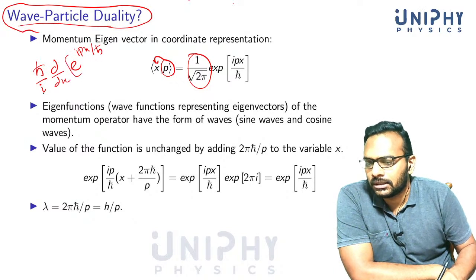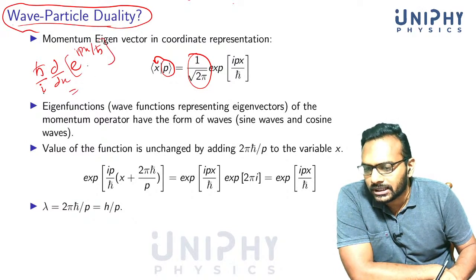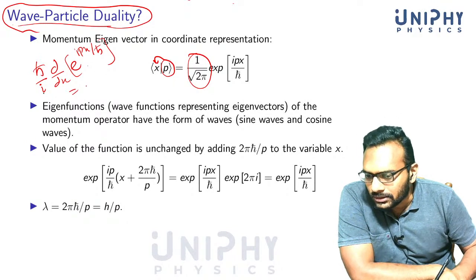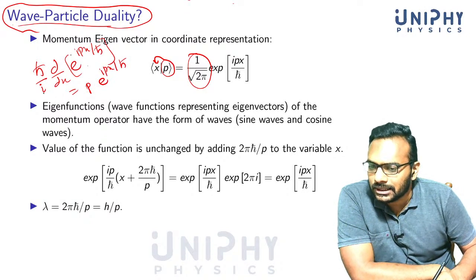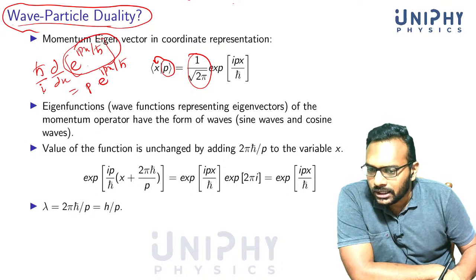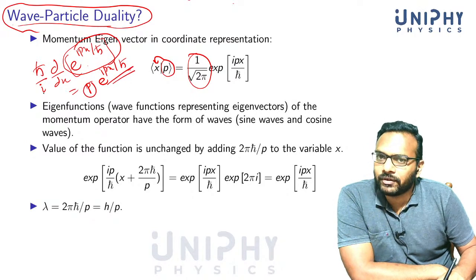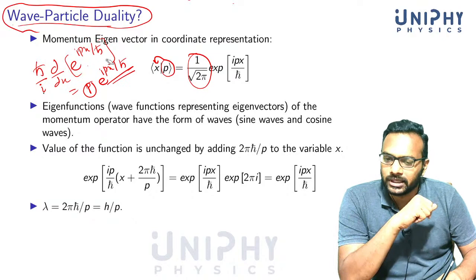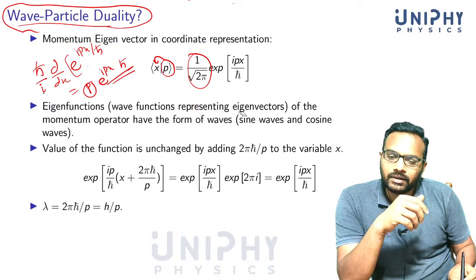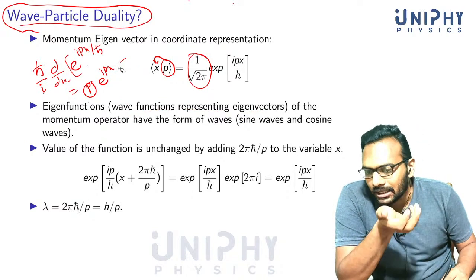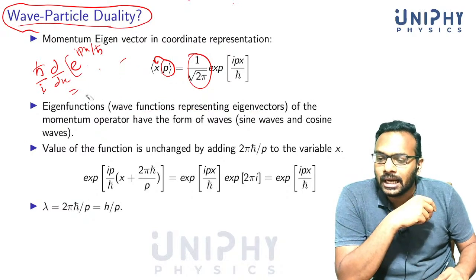So you see that the momentum operator acting on this state, it's d by dx, so this p will come out. h cross and h cross, i and i will cancel, this is equal to p multiplied by e raised to i px by h cross. You see that the momentum operator acting on this function gives you momentum multiplied by the same function. So this is an eigenfunction of the momentum. By eigenfunction we mean wave functions representing eigenvectors, or eigenvectors in coordinate basis. That's what we mean by eigenfunction.